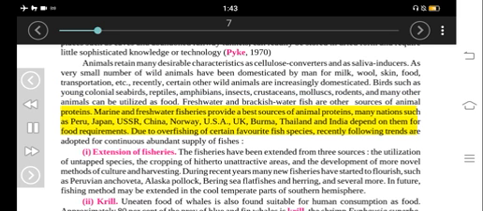Marine and freshwater fisheries provide the best sources of animal proteins. Many nations such as Peru, Japan, USSR, China, Norway, USA, UK, Burma, Thailand and India depend on them for food requirements. Due to overfishing of certain favorite fish species, recently the following trends are adopted for a continuous abundant supply of fishes.